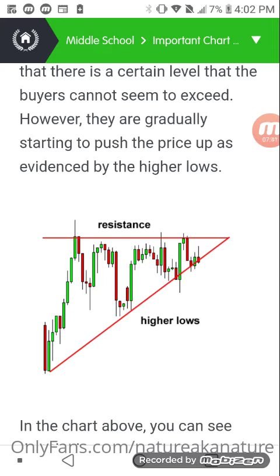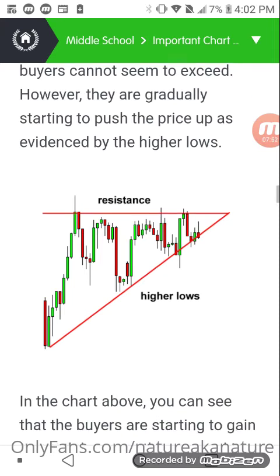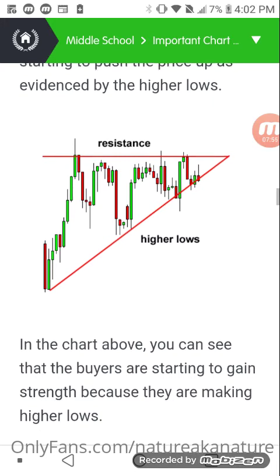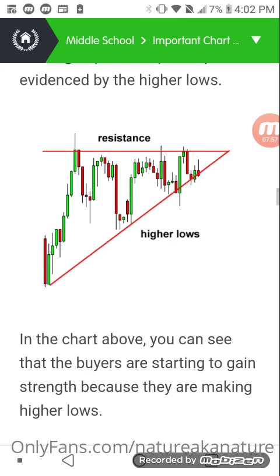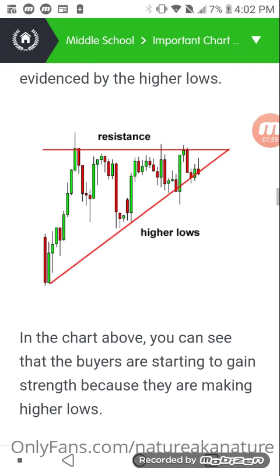As you can see, it made a higher low right here. When it made a higher high, then it made a higher low. Then it went back up, made another higher high, then made another higher low. Basically going back up, making higher highs and higher lows, is definitely an uptrend. Okay, and then you have lower highs and lower lows during a downtrend.